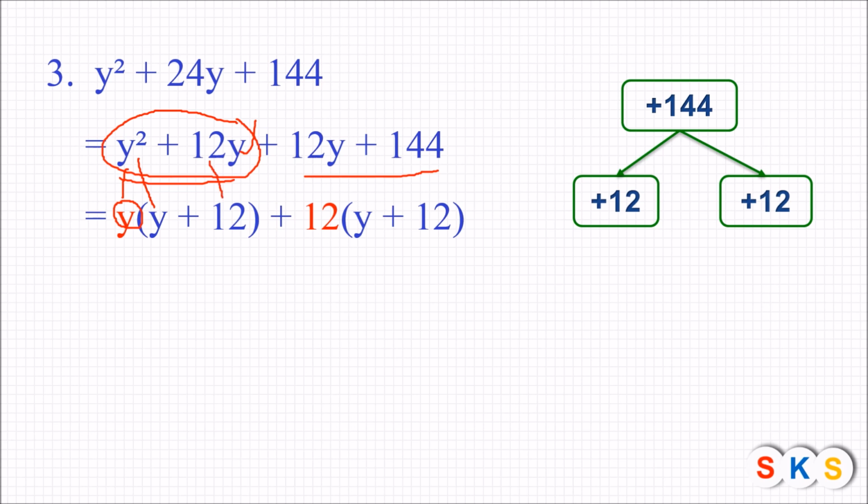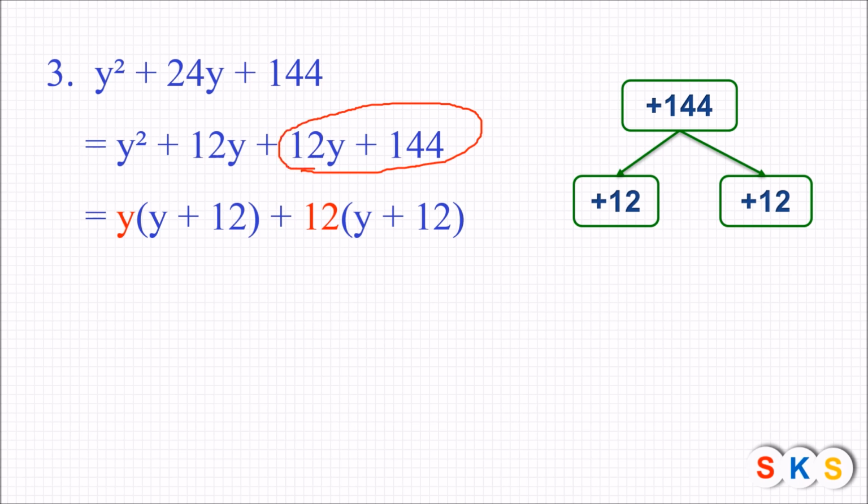Similarly, we will find the common factor in the next group. The next group is 12y plus 144. 12y means 12 into y, and 144 means 12 into 12. So I have taken 12 as a common factor. What is left here? y. And what is left here? It was 12 into 12, and I have taken one of the 12s as common, so one 12 is left, right?